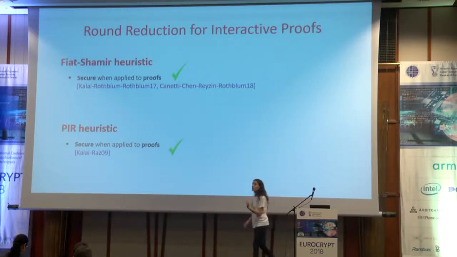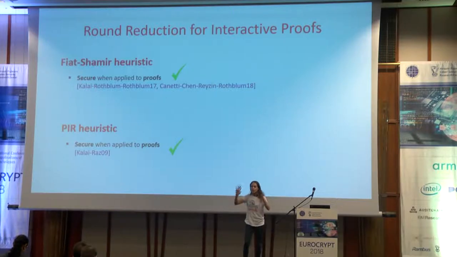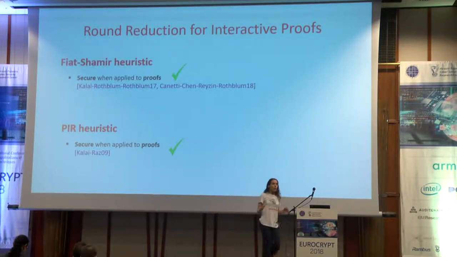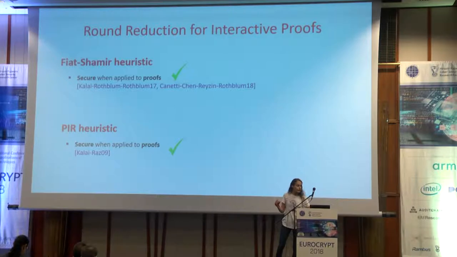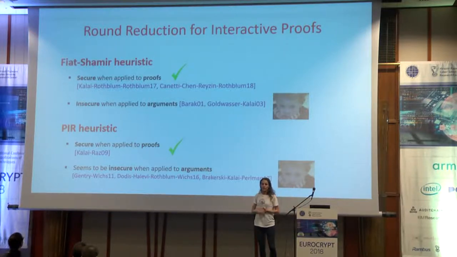For proofs, if you start with an interactive proof as opposed to an interactive argument, it works, under assumptions and so on, which I didn't want to mention here because it's not the focus. Okay, great. What about when you try to reduce interaction from an interactive argument? Doesn't work. For Fiat-Shamir, there actually exist counterexamples, so negative results. And for the FHE heuristic, we don't really have concrete counterexamples, but we have a lot of intuition and indication that, well, in general, it's not sound.